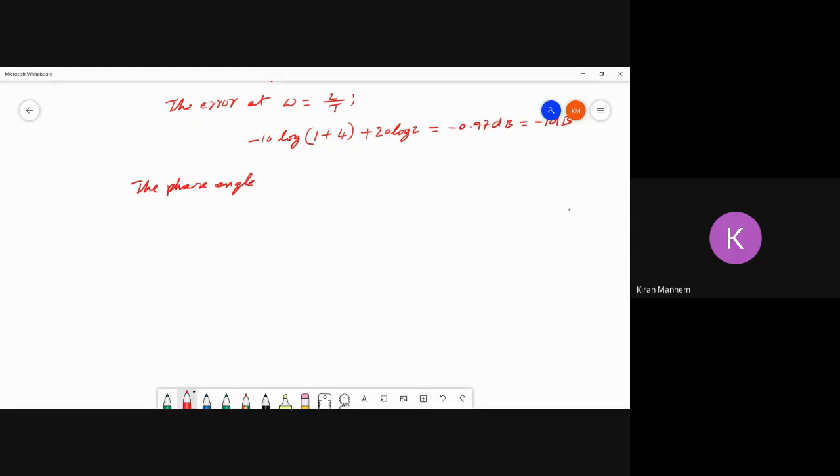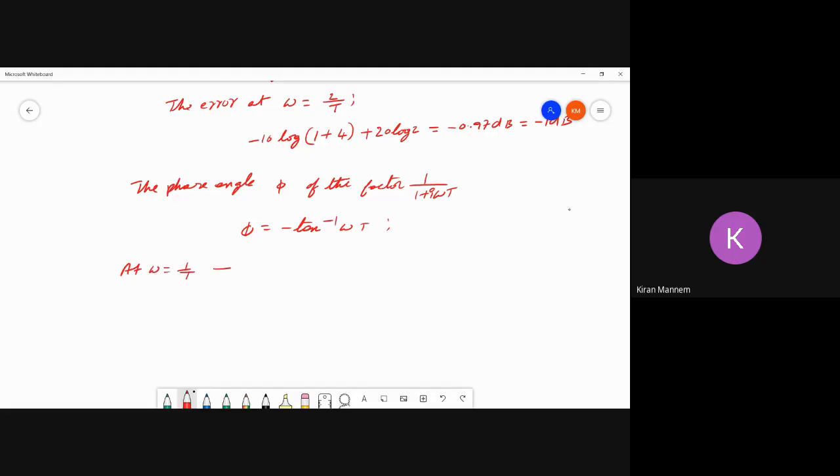The phase angle phi of the factor 1 by 1 plus j omega t. So the phase angle here is phi equal to minus tan inverse omega t. So how do you find the phase angle? Let us take a few values and find out the phase for those values at omega equal to 1 by t.